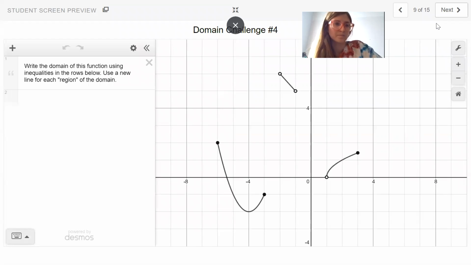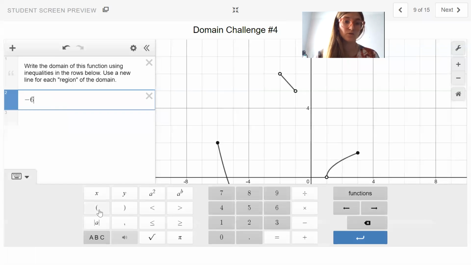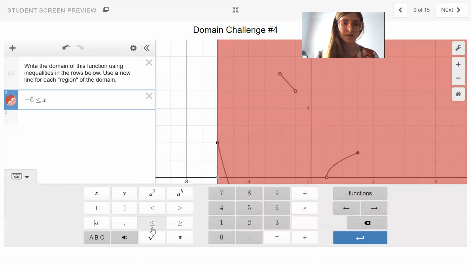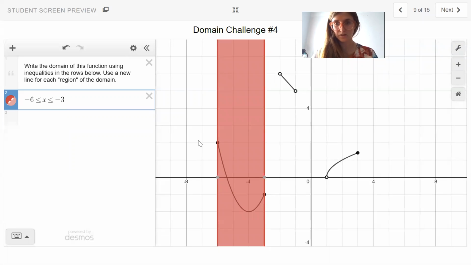Next page. Write the domain of the function using inequalities in the rows below. Use a new line for each region. So the first one I'm going to look at looks like it goes from negative 6 to negative 3. Again, we're only looking at the x values when we're talking about domain. So negative 6 is less than or equal to x, since it's a filled in dot, and less than or equal to negative 3. Yep, and that's how that shows up.